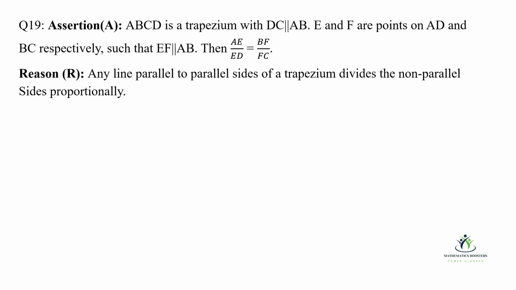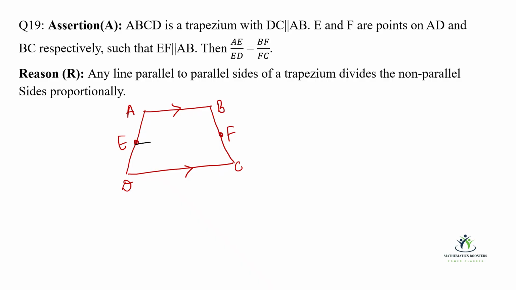Assertion: ABCD is a trapezium. Draw it. ज्योमेट्री बेस्ड क्वेश्चन सबसे पहले ड्रॉ करने होते हैं. AB is parallel to CD. E and F are the points. जैसे ही आप इसको पिक्चर के फॉर्म में, फिगर की फॉर्म में रिप्रेजेंट करोगे, थोड़ी क्लैरिटी मिल जाती है. So AB is parallel to CD and EF is parallel to AB. All three lines are parallel to each other.